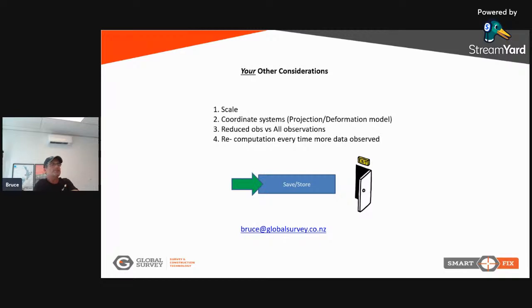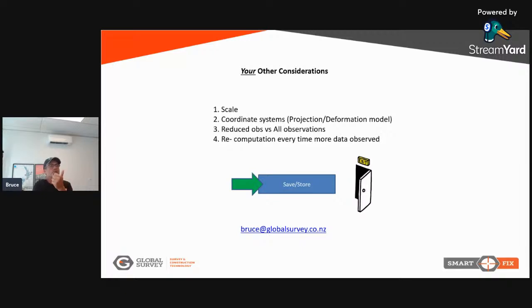The last slide. Your other considerations for this process is scale. What is the purpose of the survey and what scale are we going to use? Coordinate systems: how is this going to affect our data set? Is the projection going to take effect? Does the deformation model come into play? If you're working on large areas over 5 kilometres, we need to start to be thinking about that deformation model.